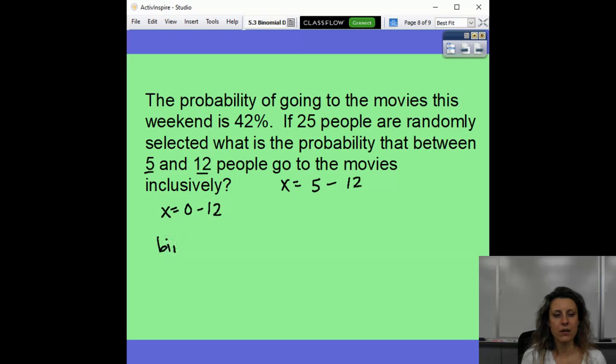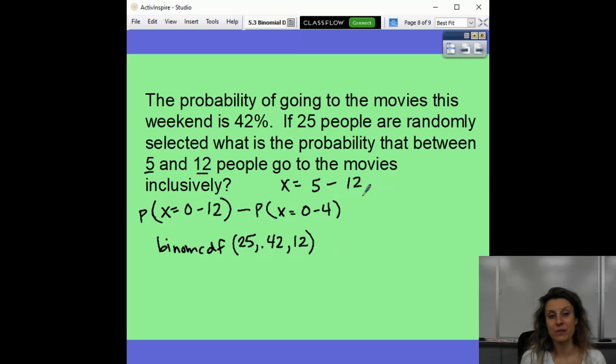Okay, so that would be binomial CDF of n, which is 25 people, p, which is 0.42. And if I use 12, it's going to add the probabilities from 0 all the way up to 12. But I actually don't want some of those, right? So if I think about the ones that I want to get rid of, if I want 5 through 12, I'd have to get rid of the probabilities from 0 to 4, which if I find this probability from 0 to 12 and subtract the probability from 0 to 4, that's going to leave me 5 through 12. So that's exactly what I'm going to do.